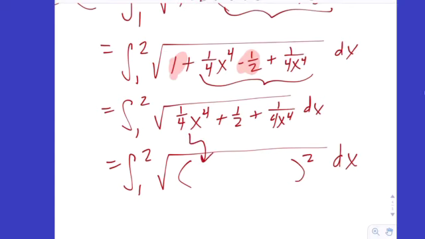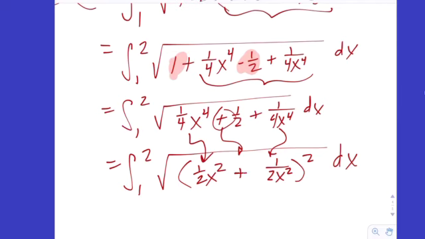The first term is going to be the square root of the first term. What's the square root of 1/4 x to the fourth? 1/2 x squared. The last term is going to be the square root of the last term. What's the square root of 1 over 4 x to the fourth? 1 over 2 x squared. And the sign should be the sign of the middle term.